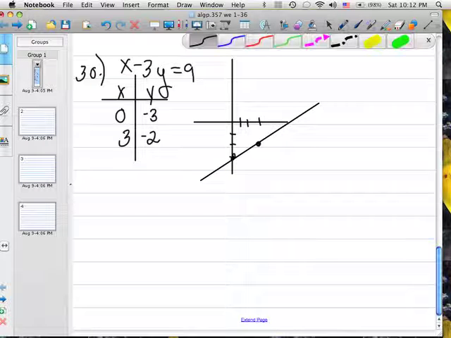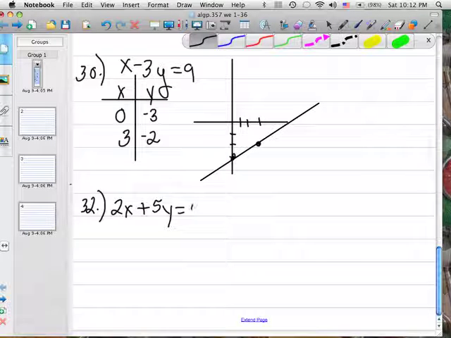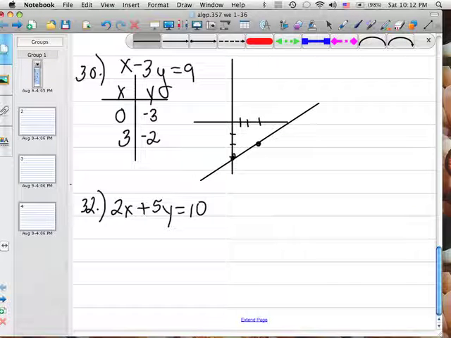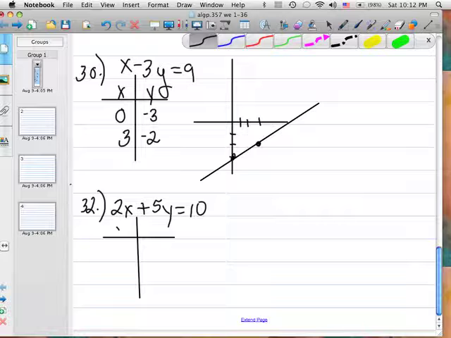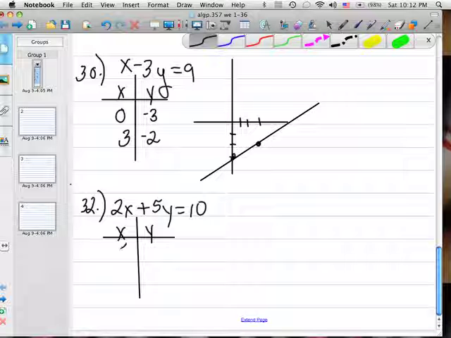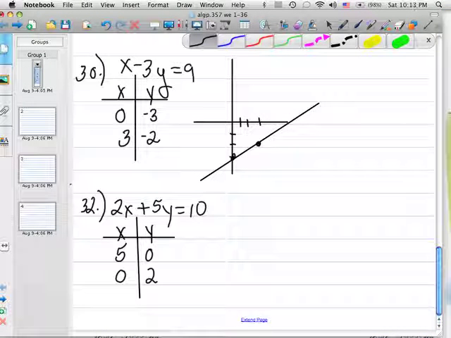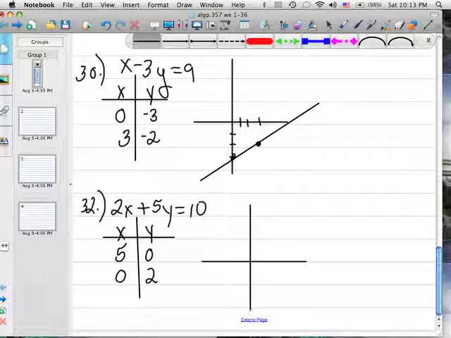Problem 32. We have 2x plus 5y equals 10. Make our little chart. If x was 5, that would make 10, so y would have to be 0. If x was 0, then y would have to be 2 to make 10. So those two ordered pairs would work to draw the line.